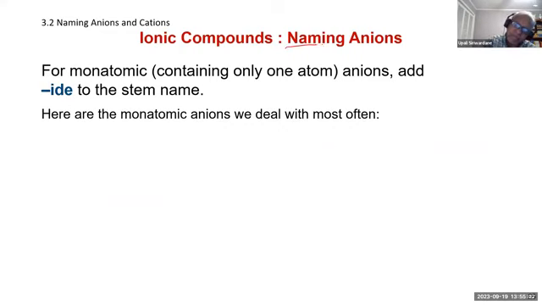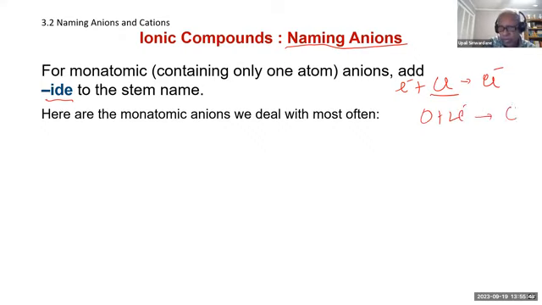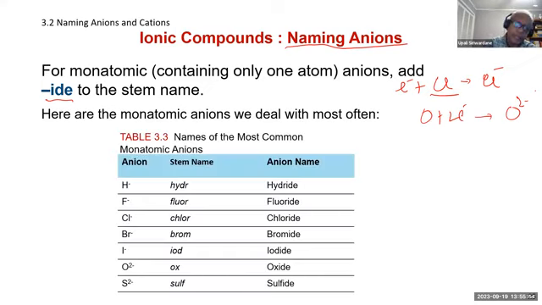Naming anions is different from naming cations. If chlorine gains an electron to make chloride ion, you add ide to the element name and call it chloride. Oxygen with two electrons forms oxide ion, 2-. Hydrogen becomes hydride ion.